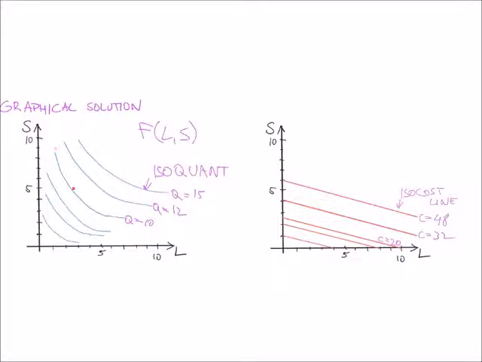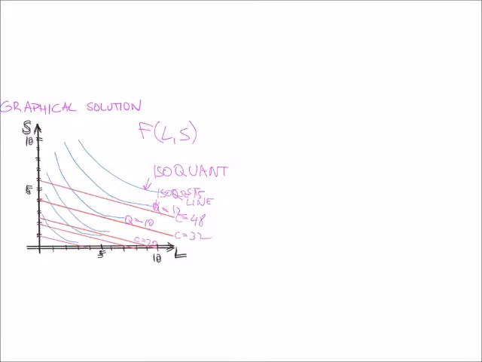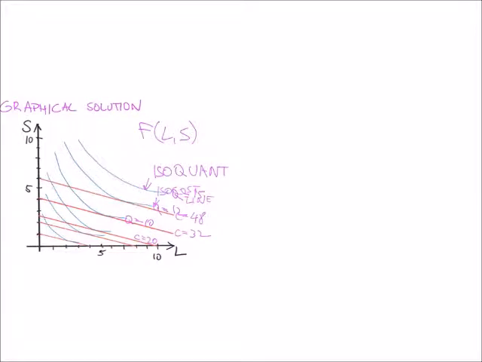Can you see how there could be many cost lines that intersect this isoquant right here? Which one am I looking for? I'm looking for the lowest possible one. I'm looking for the cost line that's going to be the lowest possible cost line, but still intersect that isoquant, which means it has to be tangent to it, right? Which means for Q equals 10, this is it, right there. That's going to be the combination of labor and software that gets me the lowest possible cost.